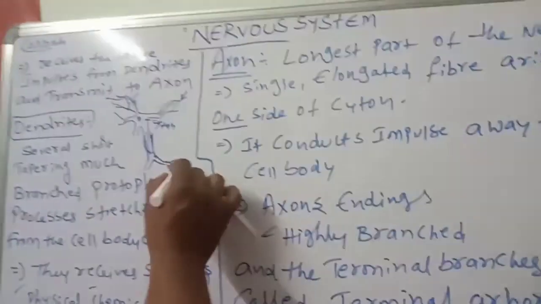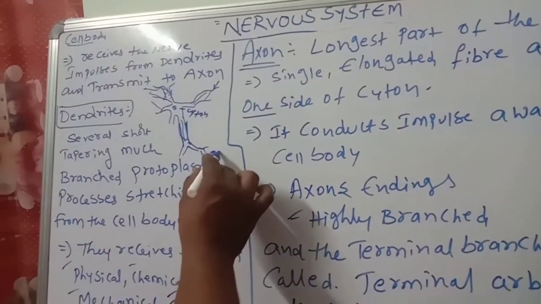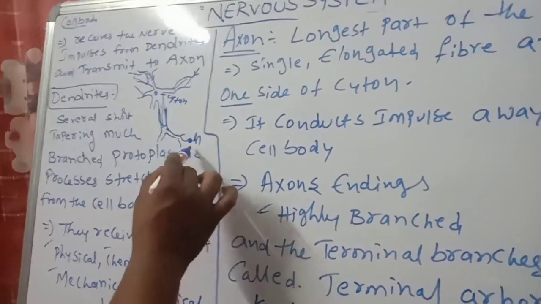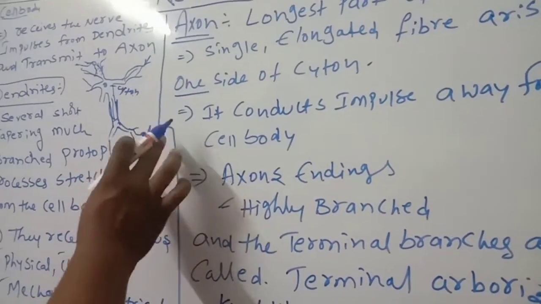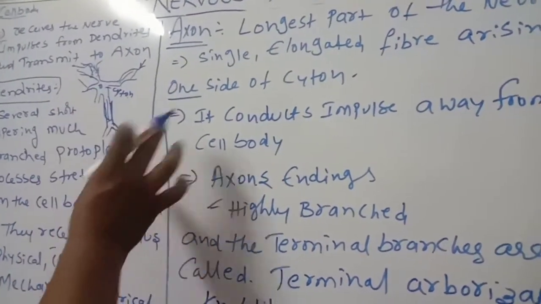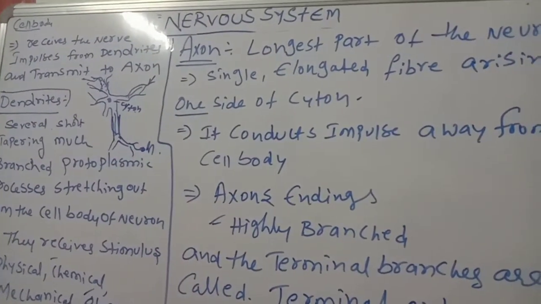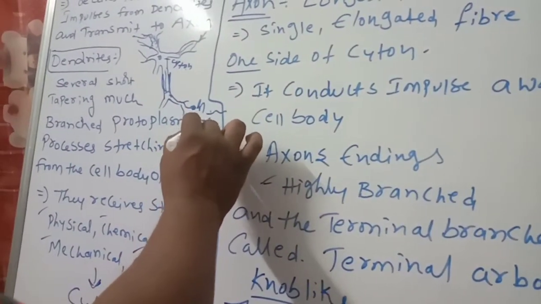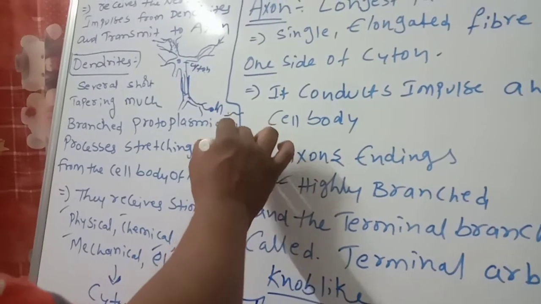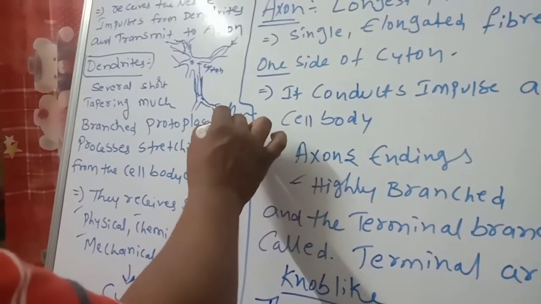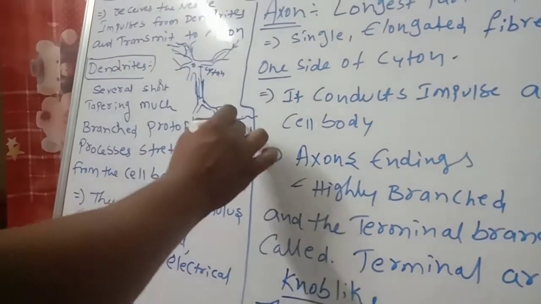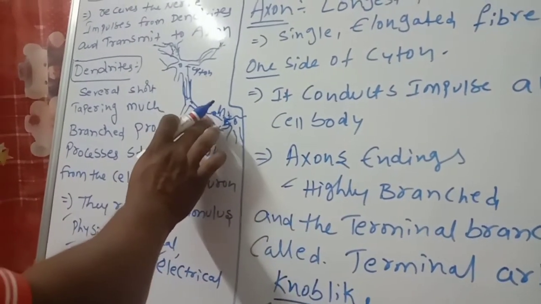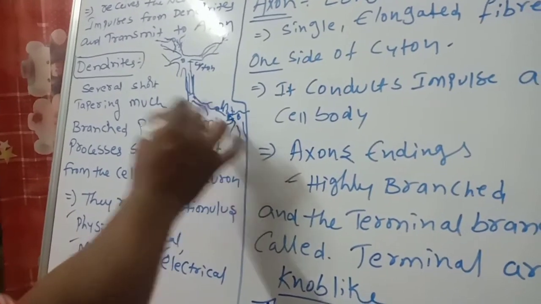They look like knob-like structures. These may end in neuromuscular junctions and synapses, the functional gap between one neuron and other neurons, or synapse with the dendrites of other neurons. Suppose this is another neuron; the axon terminals will end like this, in between, at the dendrites of the other neuron.